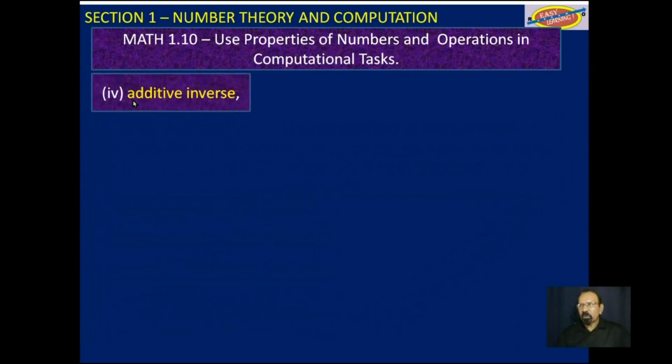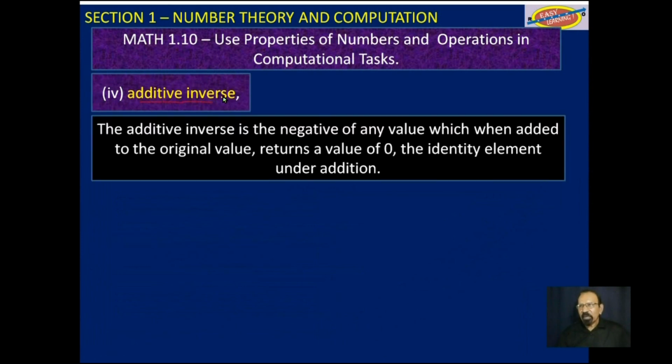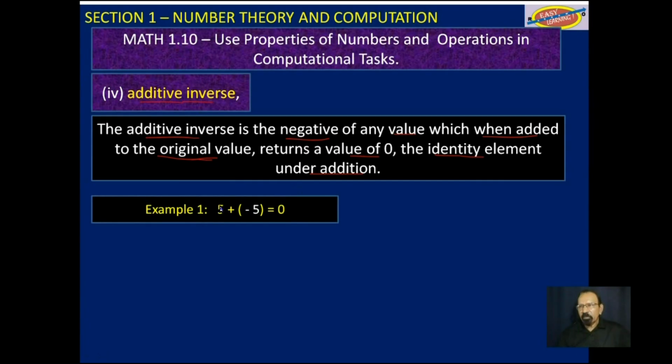Next, we are going to look at additive inverse. This one is a little harder. The additive inverse is the negative of any value which, when added to the original value, returns the value of 0, which is the identity element under addition. So as I said, this one is a little harder to understand. Example, 5 plus negative 5 is equal to 0.